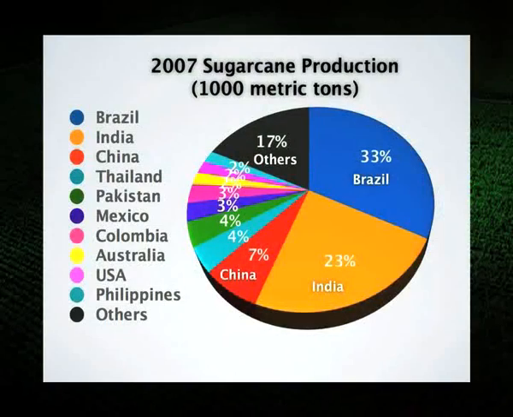In 2007, the main sugarcane producing countries were Brazil, 33% of world's production, India 23%, China 7%, Thailand 4%, Pakistan 4%, Mexico 3%, Colombia 3%, Australia 2%, the United States 2% and the Philippines 2%.